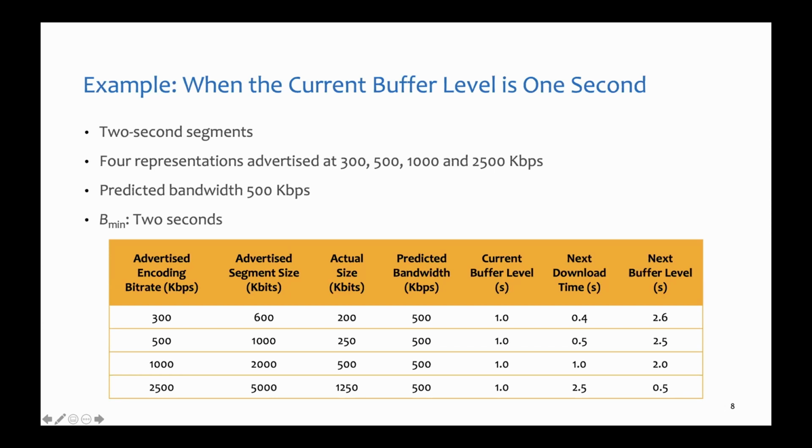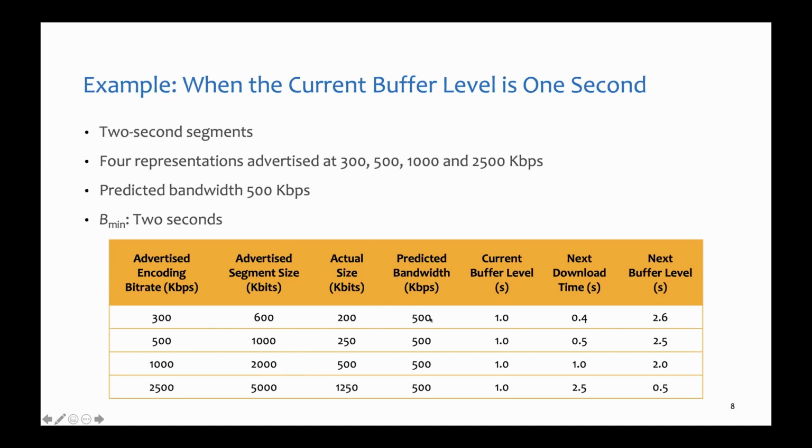So here is the table we are given. On the first column, I have the advertised encoding bitrate, these representation bitrates. And based on this, I know the advertised segment size. For example, since these are 2 seconds, we just multiply them by 2. But the actual sizes could be way different than these advertised sizes. In this case, they are way lower than what we would actually expect.